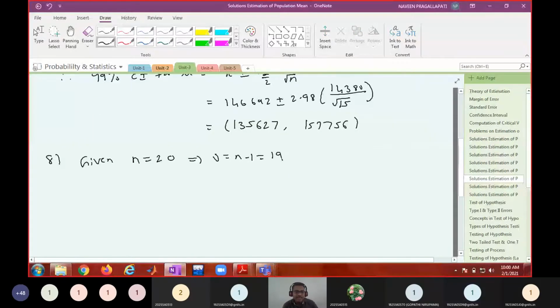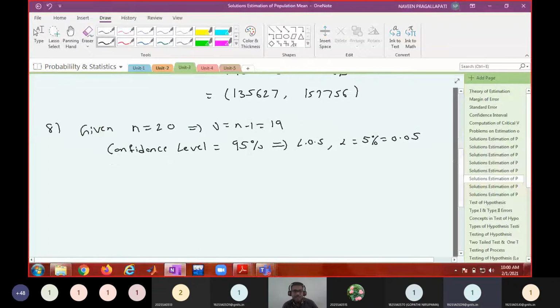So confidence level equal to 95%. This implies that the level of significance alpha equals 5%, that means 0.05. And what else is given? X bar equal to 10.63. S cap is equal to 2.48. I am not writing the units.